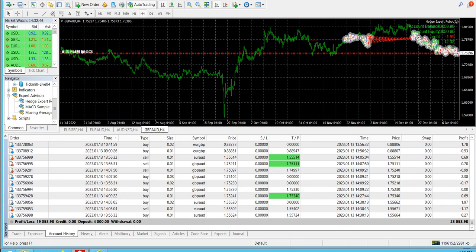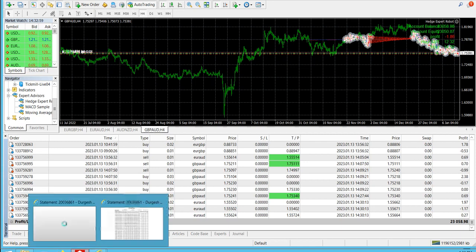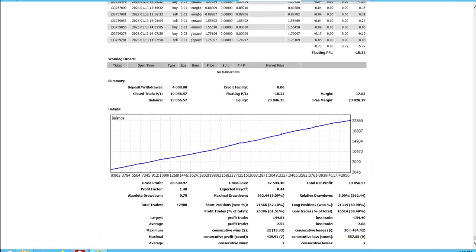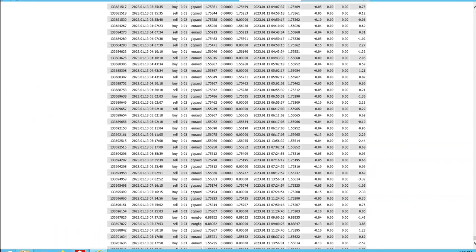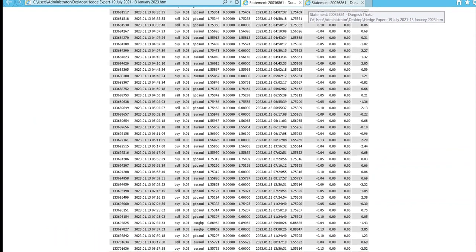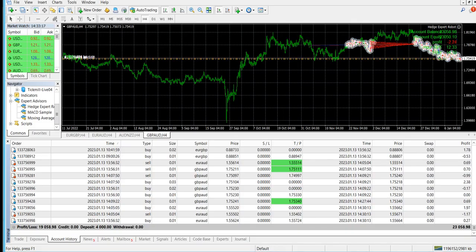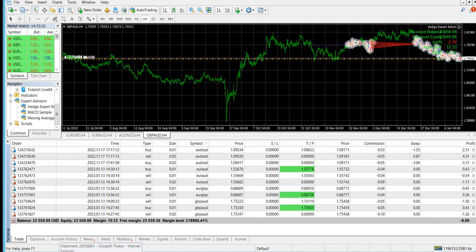So with a deposit of 4,000 in the last 18 months, we are at a profit of 19058.98. Let me try to create the trading history, not this one actually, because it takes around 10 minutes to fetch the trading history.